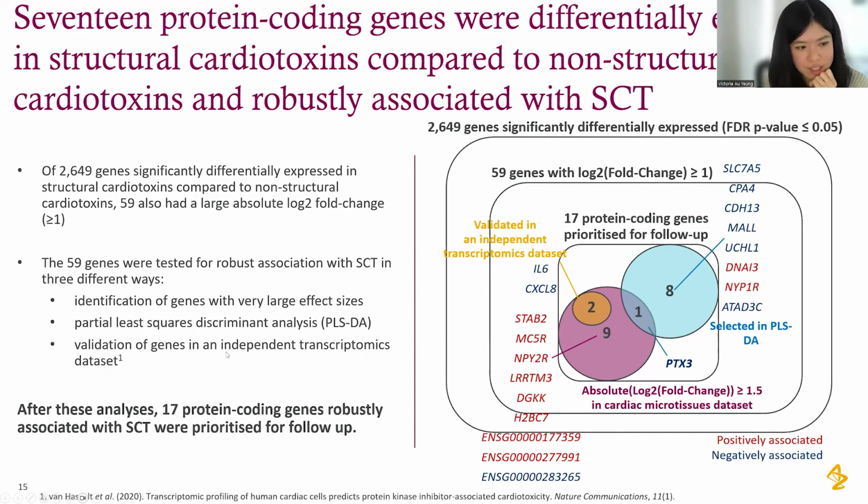We also validated the genes that we found in an independent transcriptomics data set. So when we applied these 3 different approaches or filtering criteria and put together the union of genes, we found that 17 protein coding genes of our 59 were prioritized for follow-up and were robustly associated with SCT.